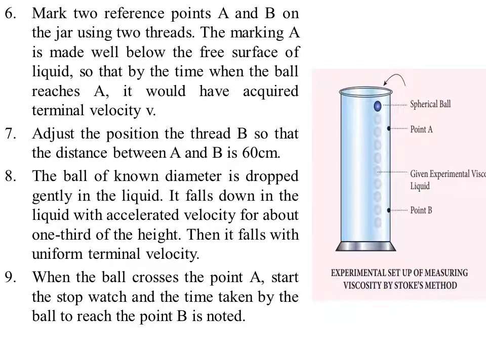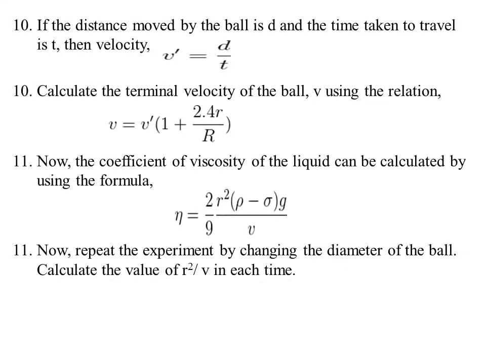Adjust the position of the thread so that A and B are some 60 cm apart. The ball of known diameter is dropped into the liquid. It falls down. When the ball crosses the point A, start the stopwatch, and when the ball crosses B, you have to stop it. So note the time, then the terminal velocity will be equal to d by t.